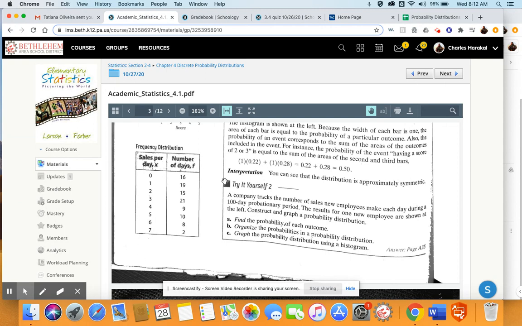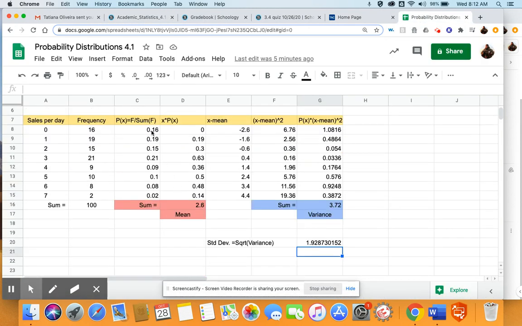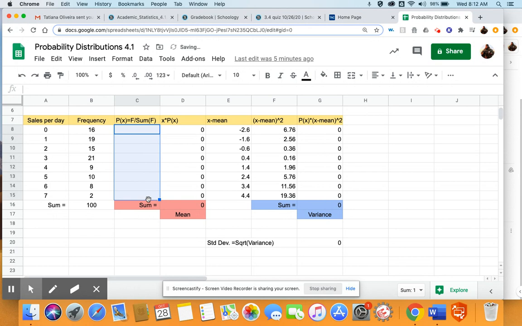Our instructions here are to make a probability distribution with this. So this is what you would need to accomplish. All right. First thing I did was I created a list in Google Sheets of my X values, which was sales per day, and my frequencies, which was given to us in the list. Okay, 0, 19, 15, 21, 9, 10, 8, 2.